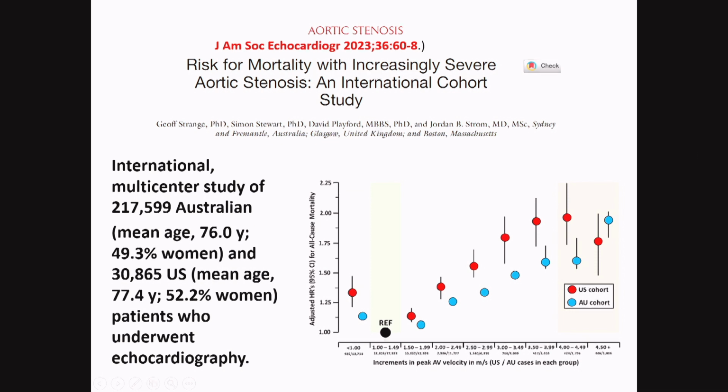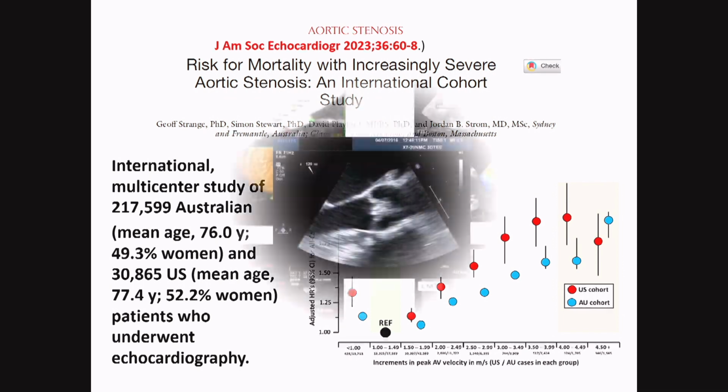This is a study which was published in January this year, and it showed that there is very good correlation between the Vmax, or the velocity of the aortic valve, and the all-cause mortality. And this is one of the new things, not only in severe aortic stenosis.